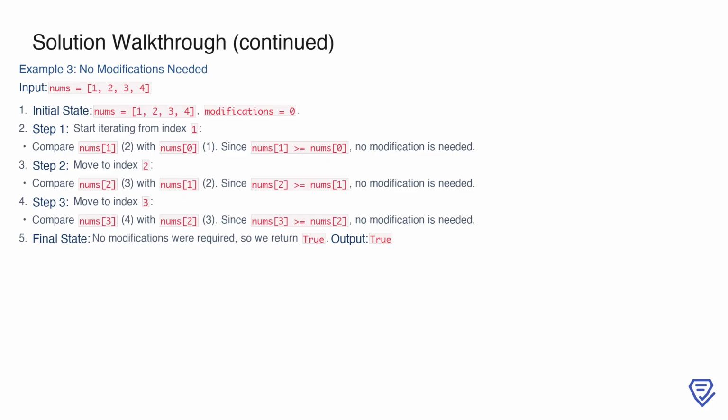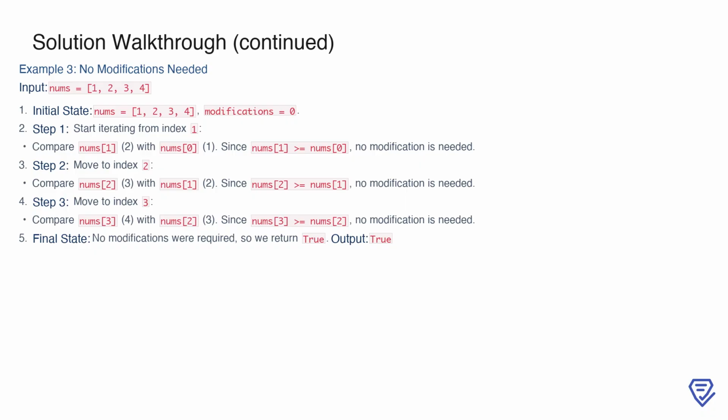no modifications will be needed. Starting at index 1, we compare nums[1], which is 2, with nums[0], which is 1. Since 2 is greater than or equal to 1, no modification is required. Moving to index 2, we compare nums[2], which is 3, with nums[1], which is 2. Again, 3 is greater than or equal to 2, so no modification is needed.